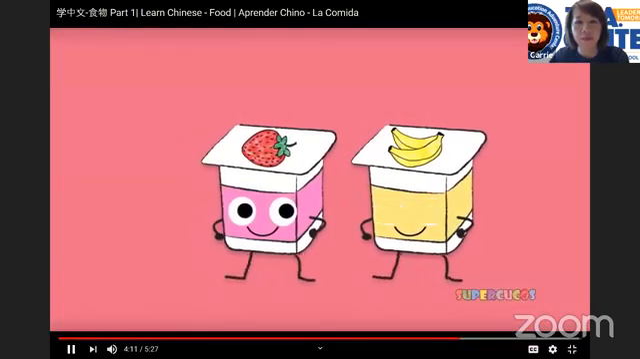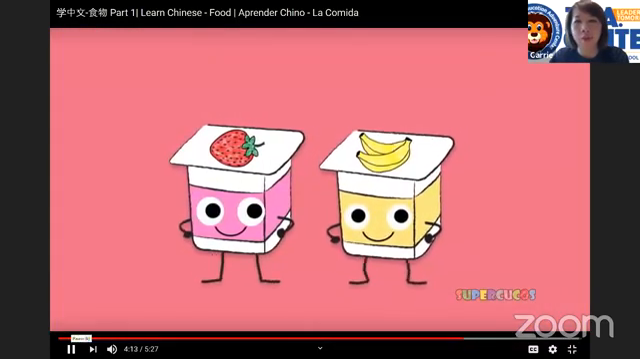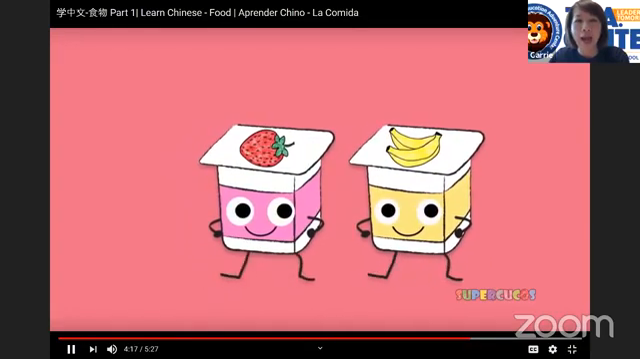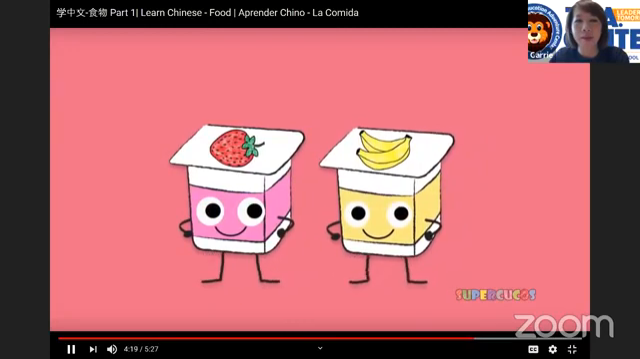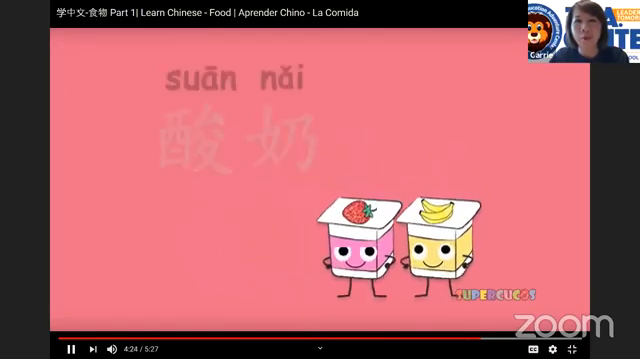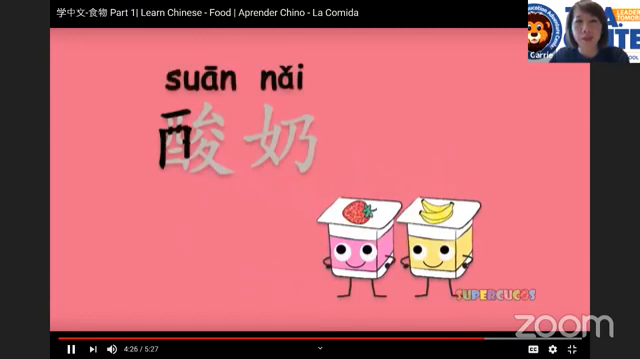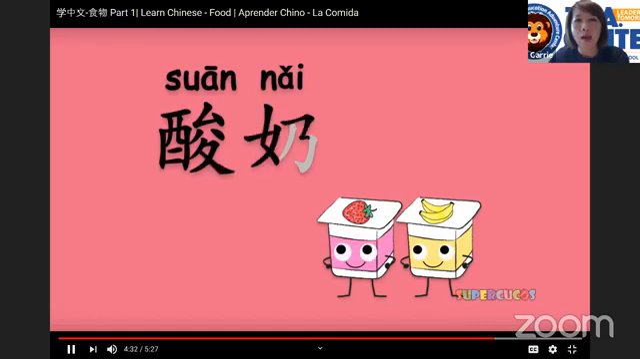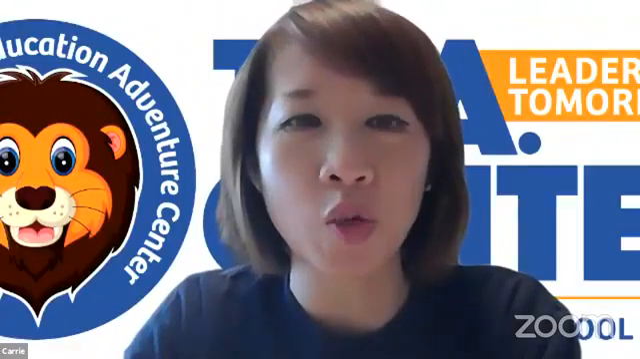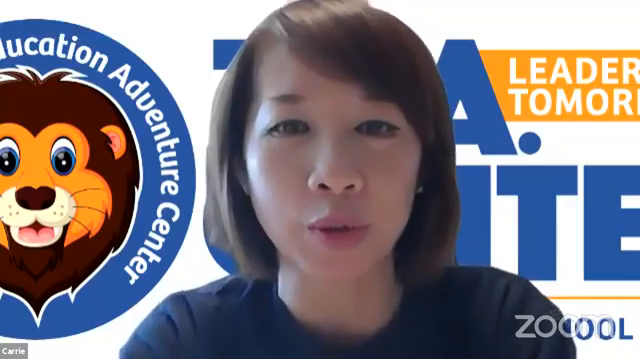Our last 食物, the last food that we introduced, is 酸奶. 酸奶 means yogurt. So you can repeat after us. 酸奶, and this is how the Chinese characters look. All right, so that's the end of the new 食物 that we introduced for today.